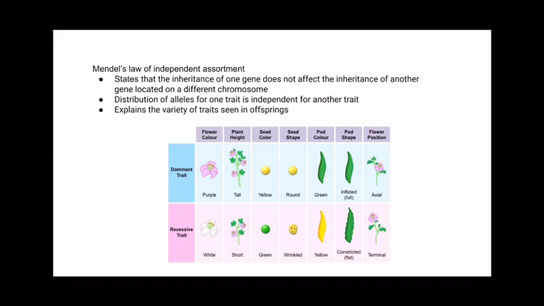There's an experiment called Mendel's pea plant experiment, which shows that the inheritance of one trait, such as flower color, did not influence the inheritance of another trait, such as plant height. He discovered that genes for different traits are inherited independently of each other as long as they are located on different chromosomes.